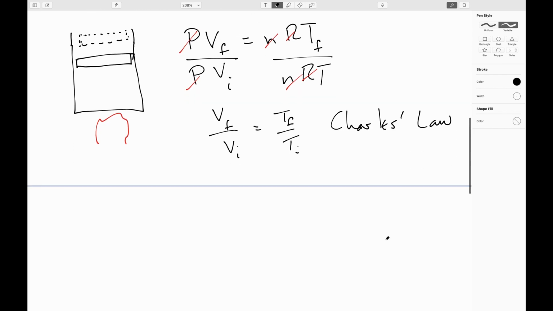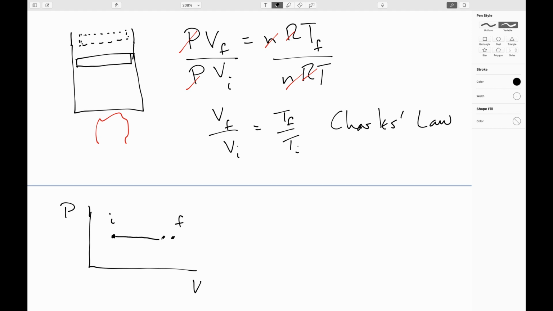We can go ahead and draw a PV diagram for this. So here the volume got bigger, but the pressure stayed the same. So we can label my initial, my final, and there you go, like so.